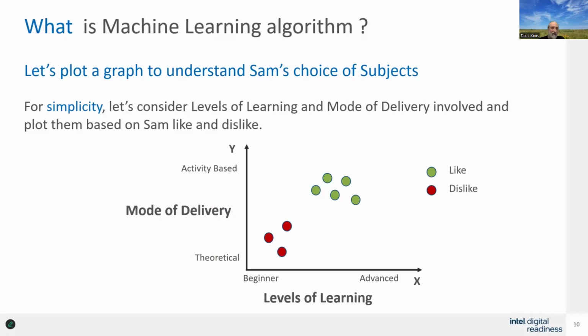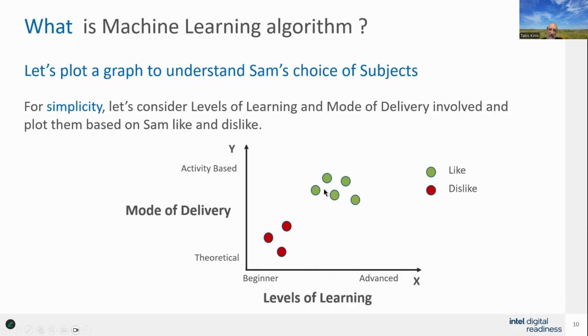If you look at this little chart, the y-axis ranks the mode of delivery. In other words, if the data is at the bottom end, the delivery of the class is more lecture. It's just, here's the theory behind it. If it's on the top end, it's more activity based. It seems like he prefers more activity based learning than theoretical. Also, for the levels of learning, he tends to not like the easy classes. I know this stuff already. Get me to the good stuff, the stuff I want to know. But there's always a process to get there.